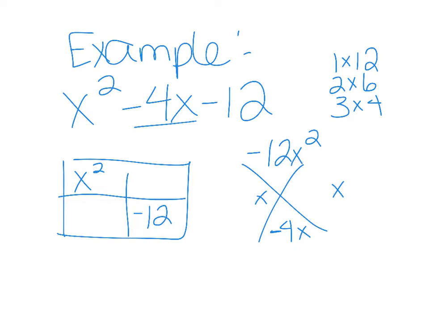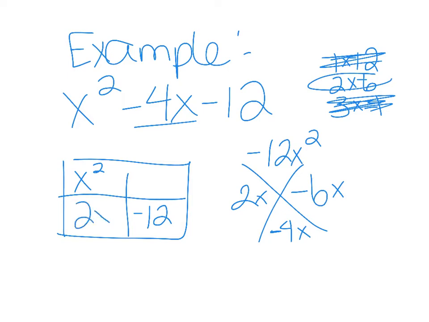Now, we're looking at our signs. We need them to multiply to be negative and add to be negative. So that means the bigger number has to be the negative number. Looking at my list, 1 and negative 12 are out. 2 and negative 6 would work. They would give me negative 4, and then 3 and negative 4 are out. So we're going to have a 2x and a negative 6x. Again, order does not matter, so you could have them flip-flopped. And then we're going to fill in the empty spaces with those two pieces.